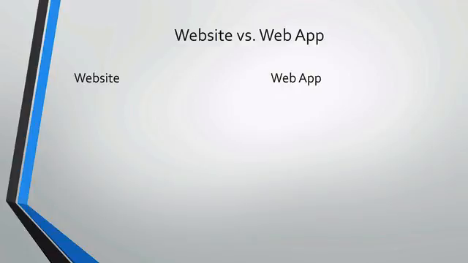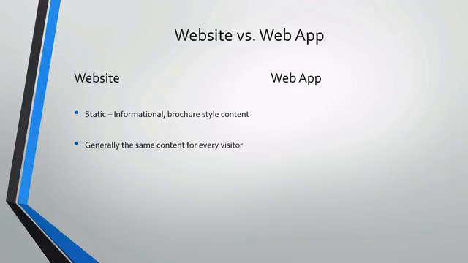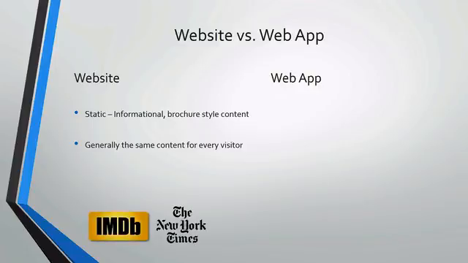A website, guys, is usually going to be mostly static, meaning that it has content, but it rarely changes. So it's maybe going to be used for informational, maybe brochure style content, and it's generally going to be the same for every user that visits the site. Some examples of this would be the New York Times website, something like IMDb. There's stuff added to it all the time, but it's not really very interactive.